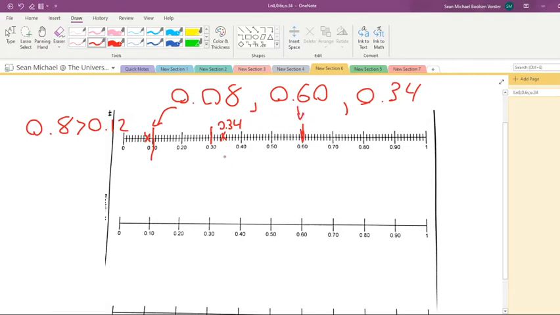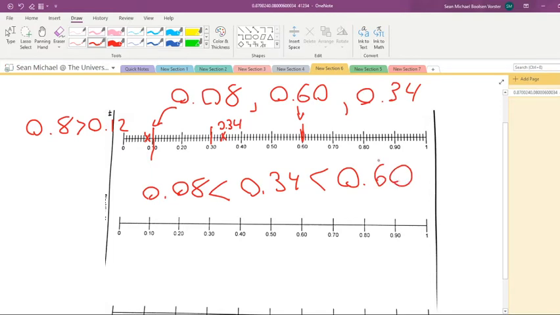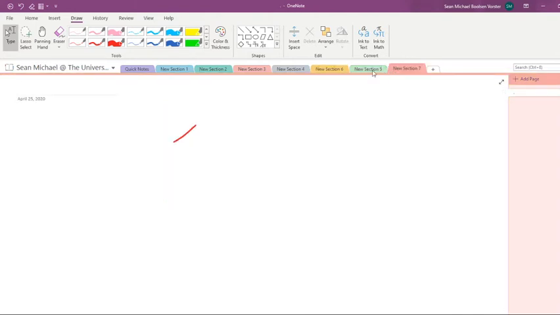And so we could say that 0.08 is smaller than 0.34, which is smaller than 0.60. That's basically the summary of what we're dealing with today. We'll just do one last thing, and then we will move on, and you guys can go on and work in your workbooks.